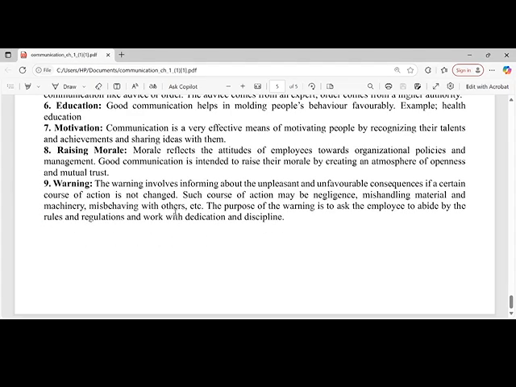Warning: sometimes communication is also done to provide some warning, like in an organization, for any course of action due to negligence, mishandling, or misbehaving, to provide warning to the employees who don't abide by the rules and regulations of the organization.